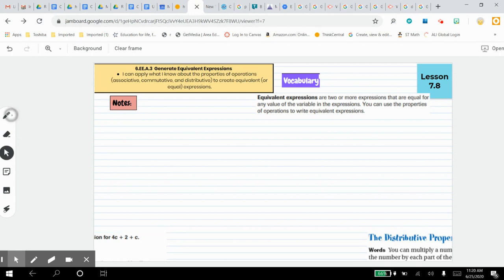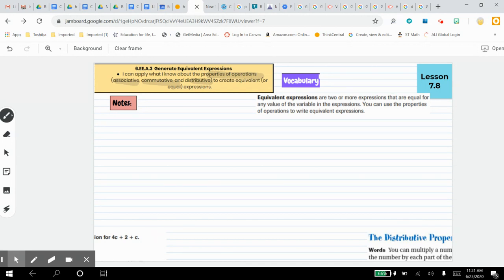All right, so basically, in a nutshell, today we are going to be applying what we know about the properties of operations, the associative, commutative, and distributive, to create equivalent expressions. This has been a really difficult lesson for you all, and so I'm going to try to get through it as quickly as I can.